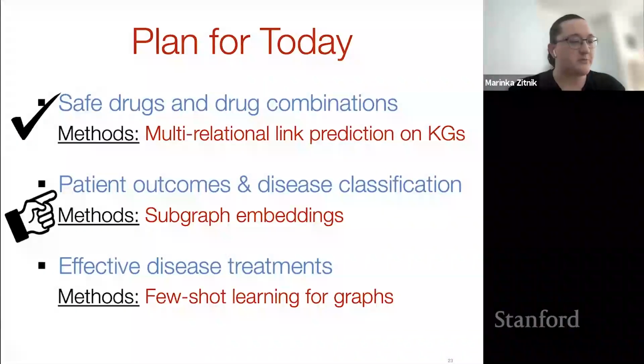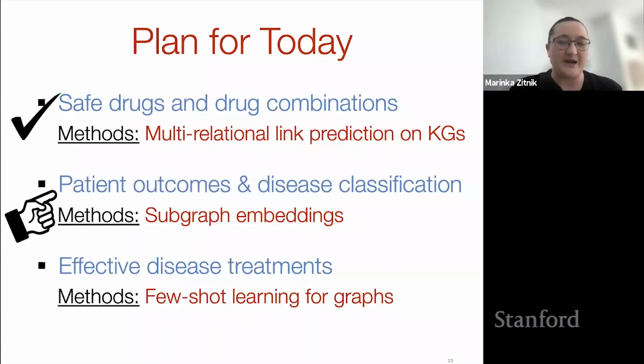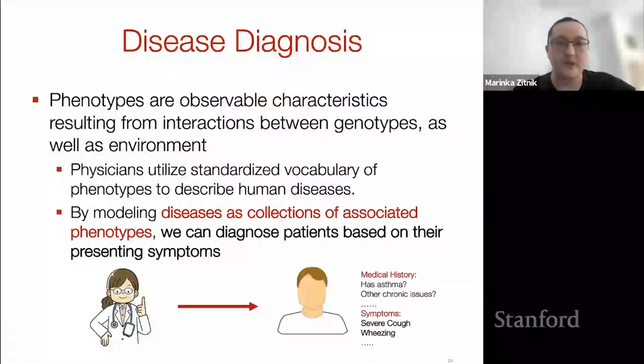Okay, so this concludes my first vignette, or first large topic for today. The next topic will change gears, and we will move away from predicting safety of drugs. Instead, we will think about diagnosing patients, which is an important, crucial question that first needs to be answered before any drugs or treatments can be identified and recommended to the patient.